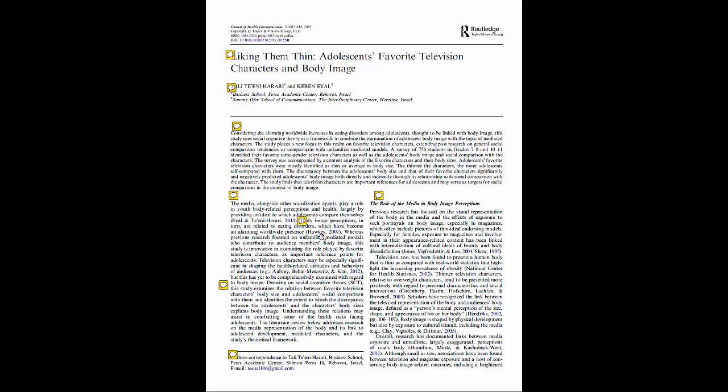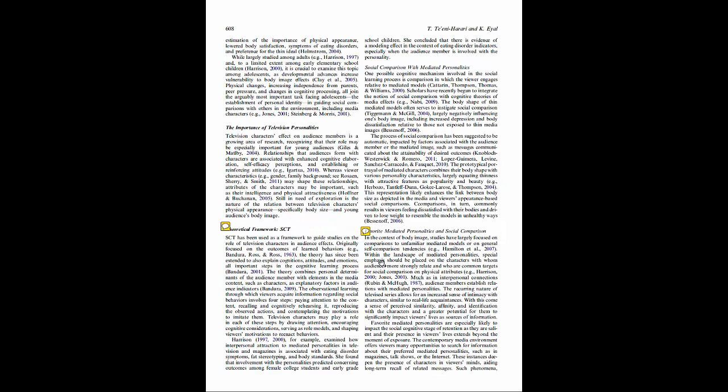So you can see here Hawks 2007. So all of these authors are indicated, and then the year the study was published after that. I'm going to move down here to the section that says Theoretical Framework.